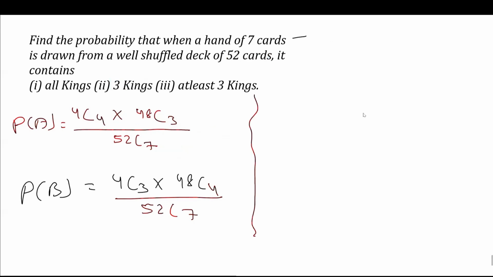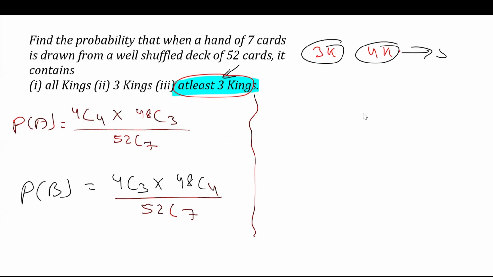The last case is at least 3 kings, right? So at least 3 kings means what? At least means 3 or more than 3. So it has to be 3 kings or 4 kings. Let me say that one more time. At least 3 kings. We know how many kings are there? There are 4 kings, right? So at least 3 kings stands for either we have 3 kings or more than 3, which is 4 kings, cannot be 5 kings and all.